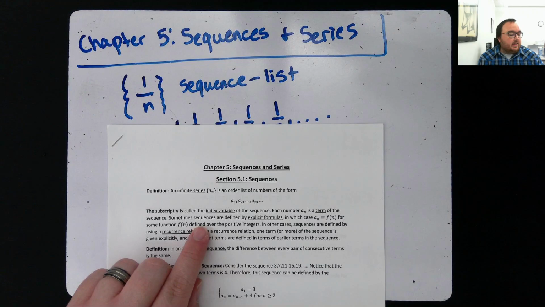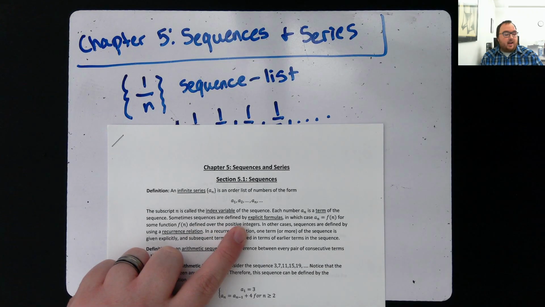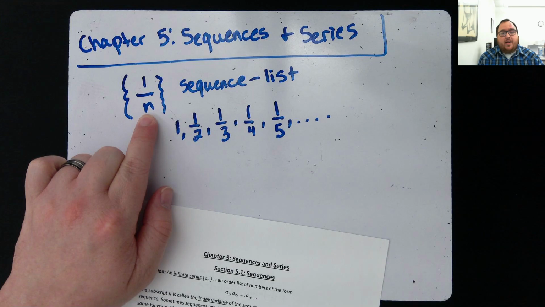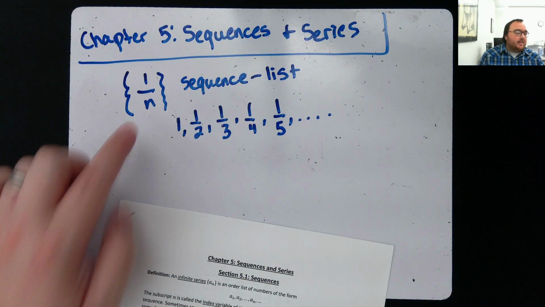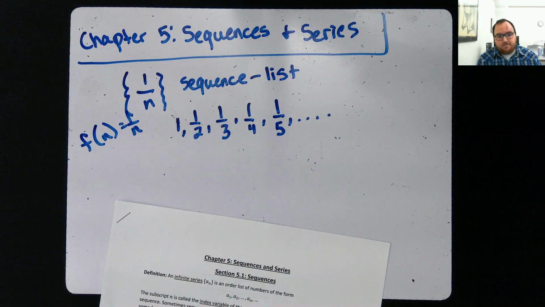Sometimes sequences are defined by an explicit formula, and what that means is kind of like this, right? I know I can just plug in 1 and get a_1, and then I can plug in 2 and get a_2, right? So in this case, the function is 1 over n, because it's saying what I plug in to get my terms, okay?